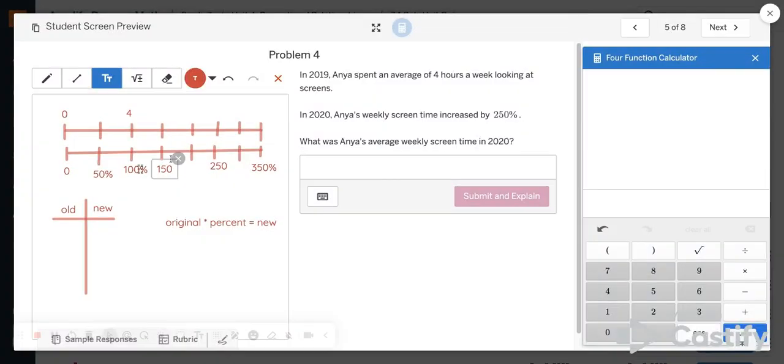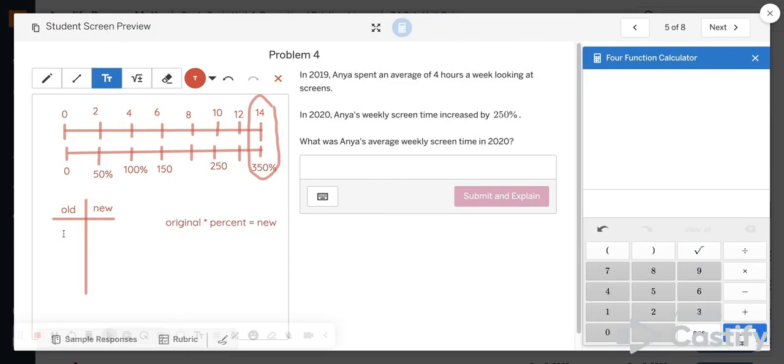So I put the original amount, how much she was averaging in 2019, above the 100%, which is 4. And then I know that half of that, which would be 50%, would be 2. So then I'm just going to count by 2s along my number line until I get to the 350% amount, which is the amount after the increase. And so I can see that the 350% amount would be 14.